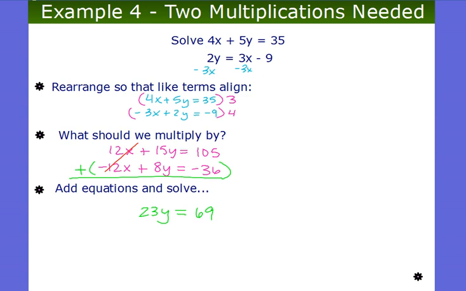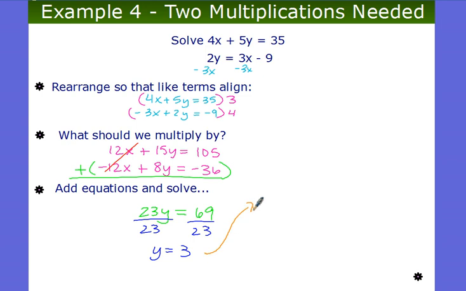After we do that, we solve this equation for y. So I'm solving by dividing both sides by 23. I get y equals 3. Then after I do that, I substitute y into one of the original equations, not the equations that we got after multiplying, but one of the originals.